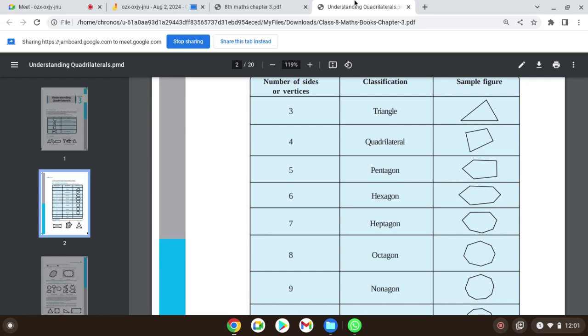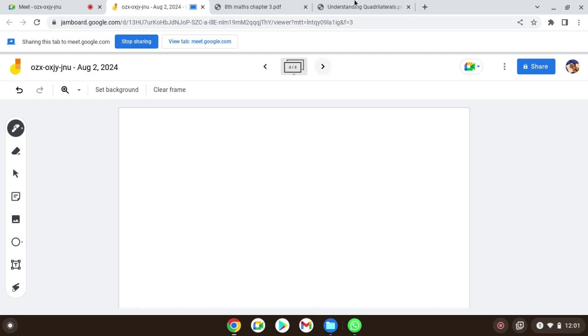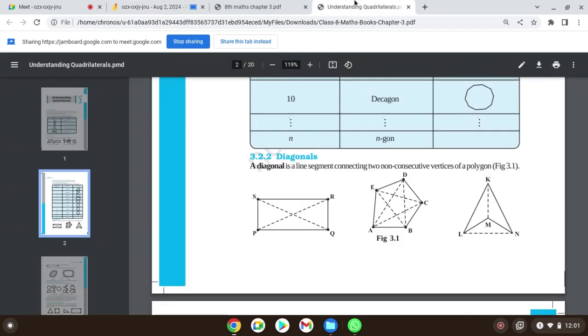Now the next is the most important thing. What are diagonals and how can we find and draw them? A diagonal is a line segment connecting two non-consecutive vertices. For example, a triangle is a polygon. These are the 3 sides that are non-consecutive, meaning they are not connected with each other. They are separate from each other.